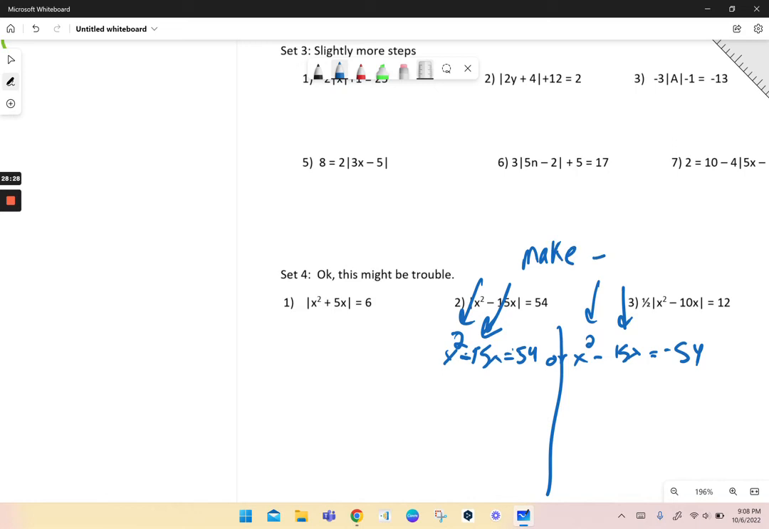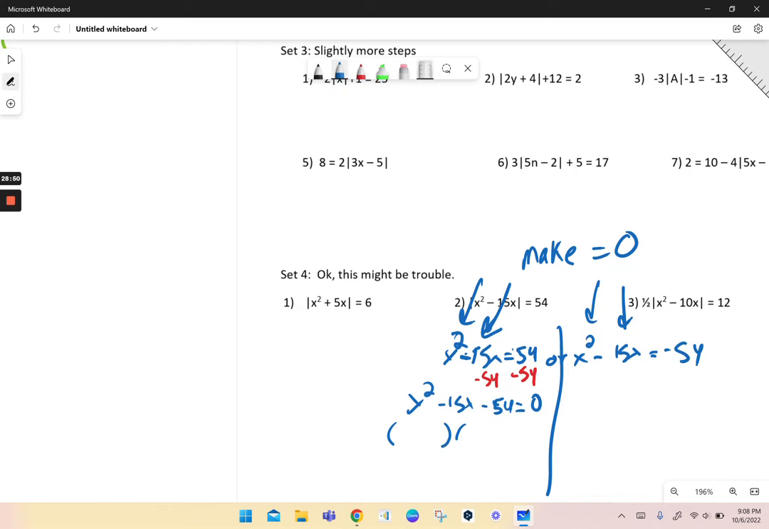We want x squared to be with the x and the number and equal to 0. So we're going to subtract 54 here. And when we subtract 54 on both sides, there are no like terms, and we get x squared minus 15x minus 54 equals 0. And our idea, of course, is that we're going to factor this.